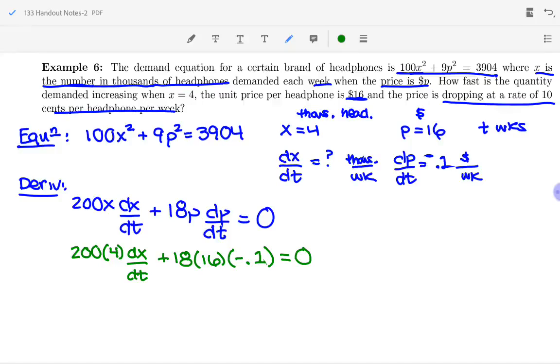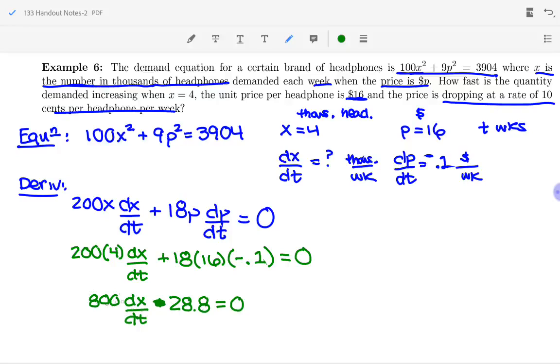So now I can multiply these out before I even try to get dx dt by itself. I can just multiply these constants. 200 times 4, 2 times 4 is going to be 8. So I'm going to have 800 dx dt. Then I have 18 times 16 times negative 0.1. So this is actually going to be a negative 28.8 equals 0. Now I want to get dx dt by itself.